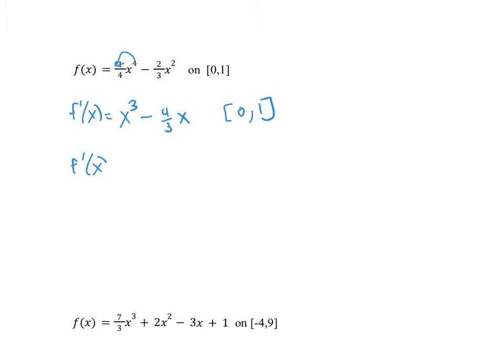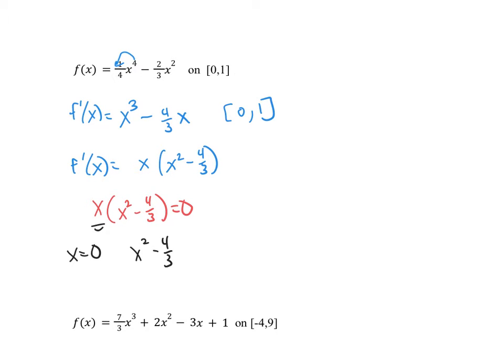So if I pull some of these values out, I can pull an x out for sure. So I get x, and then I get x squared minus 4/3. And so this is what I want to set equal to 0. So if I set this equal to 0, part of it is going to be good. That's this first part. So x equals 0 is a critical number. And my other critical number is going to be when I take x squared minus 4/3 and set it equal to 0. So x squared is going to equal 4/3. So when I take the square root, x is going to equal plus or minus square root of 4/3.